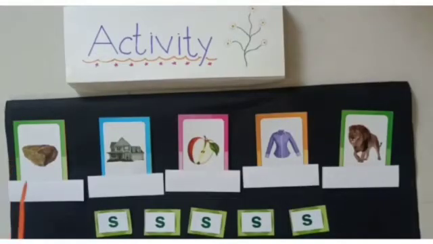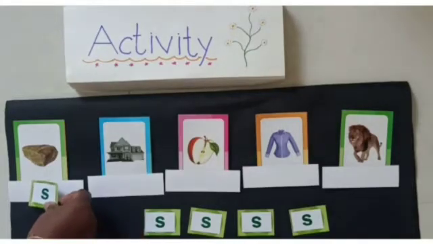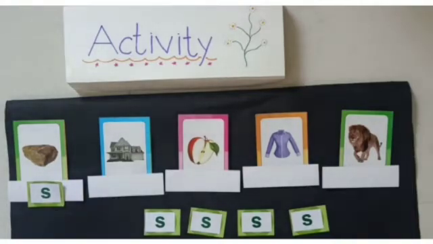Now, let us start with our first picture. What do you see here? This is the picture of a stone. Does stone start with alphabet S? Does it have the sound S? Yes. So, we will take alphabet S from here and place it below the picture of stone like this.